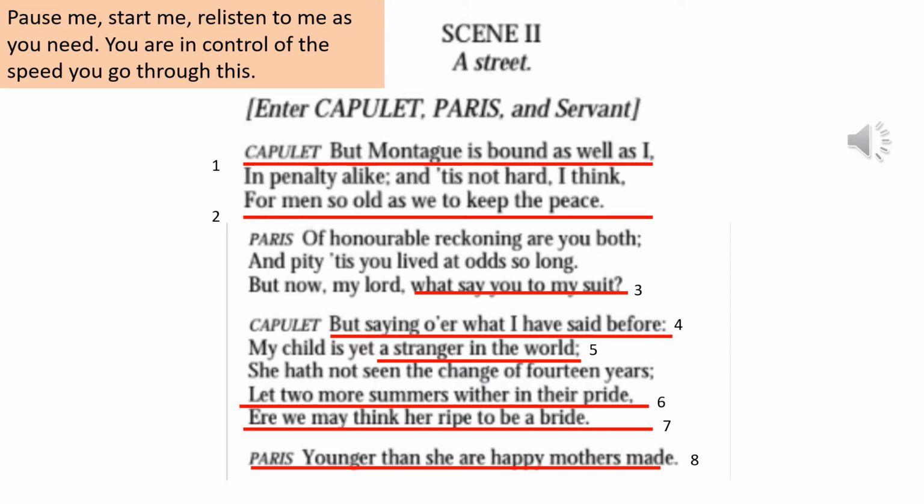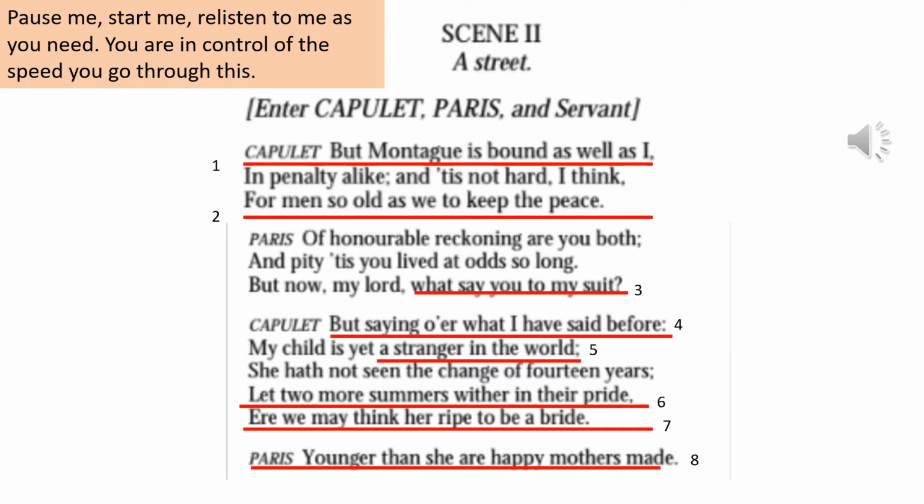Then it looks like he's quite happy to do that, because line 2 that we're underlining, "for men so old as we to keep the peace." So Capulet is quite happy to keep the peace with the Montagues. He doesn't want to be their best friends, but he, at this stage in the play, says, it's not that hard, we can do it. But notice he talks about "we." He uses the pronoun we when talking about men so old.